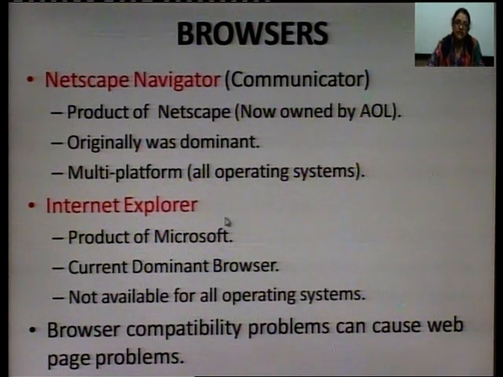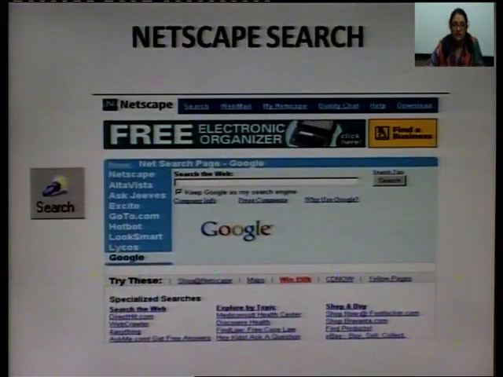Internet Explorer is another browser, which is a product of Microsoft. It is the current dominant browser. It is not available for all operating systems. Browser compatibility problems can cause web page problems. This diagram shows the Netscape search of web browsers. This is the home page of Netscape search.